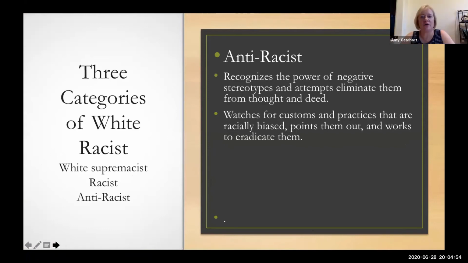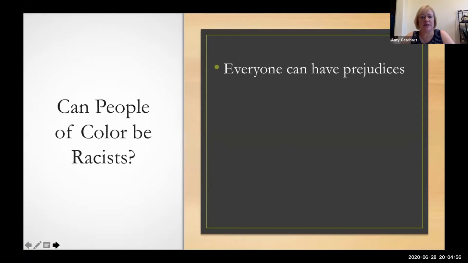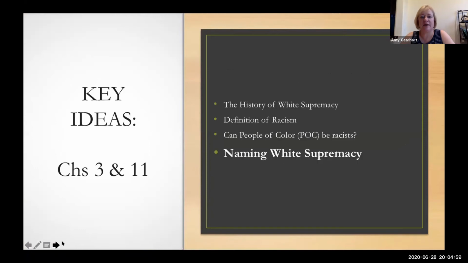Any other questions, gang, as we're moving to the next idea of naming white supremacy? Okay, I'm not seeing any chat activity. So one of the big questions and statements that she raises towards the end of chapter 3 and intimates through chapter 11 is this importance of naming white supremacy. One of the questions I have for us to think about tonight is, how does the church start talking about white supremacy differently?